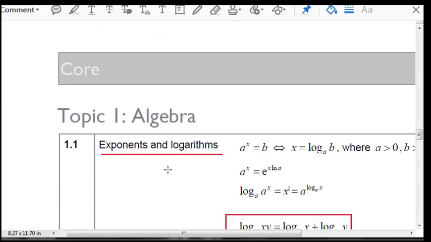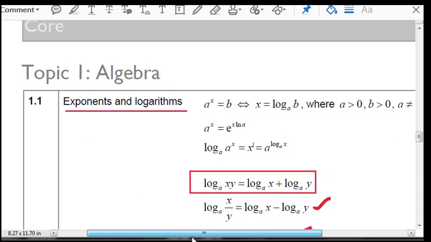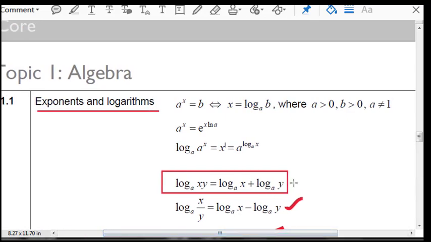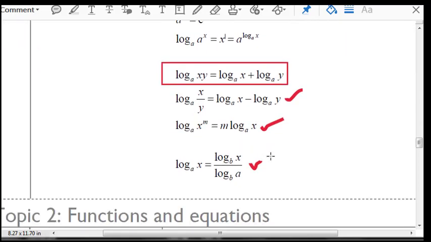Okay, now go to the second topic, algebra. Exponents and logarithms. When you get exponents and logarithms problems, then you will need to use these formulas. These are the formulas you will know. I'm just recalling them for you for better practice of this.